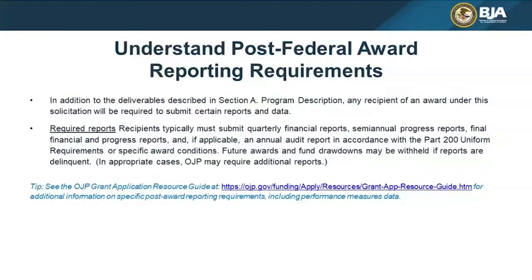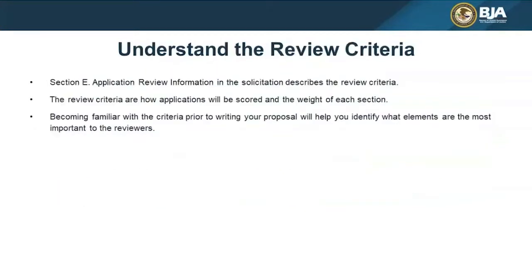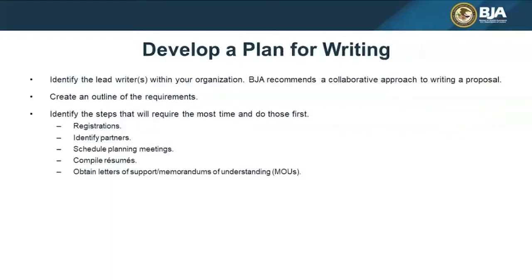We have another great tip for you. See the OJP Grant Application Resource Guide. Understand the review criteria. Section E of the application reviews information on the solicitation and describes the review criteria. The review criteria are how applications will be scored and the weight of each section. Becoming familiar with the criteria prior to writing your proposal will help you identify what elements are the most important to the reviewers.